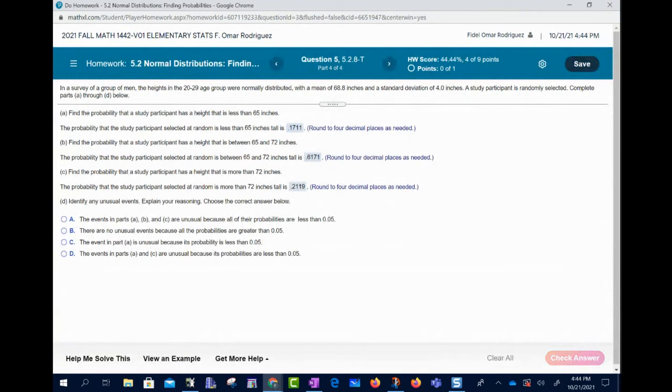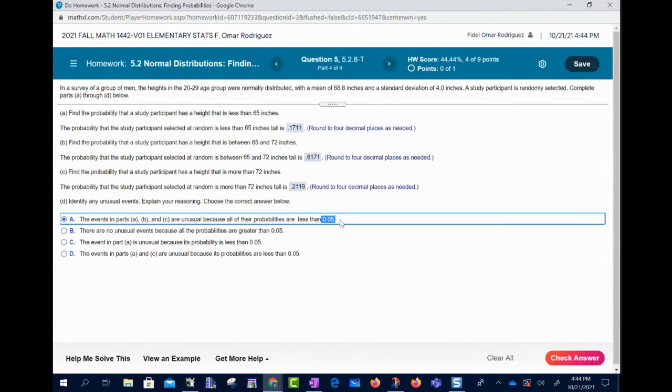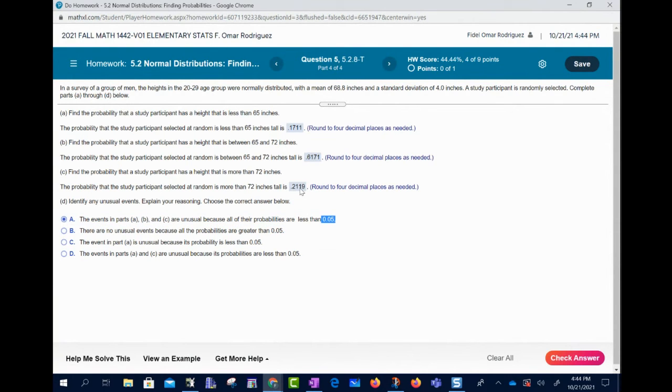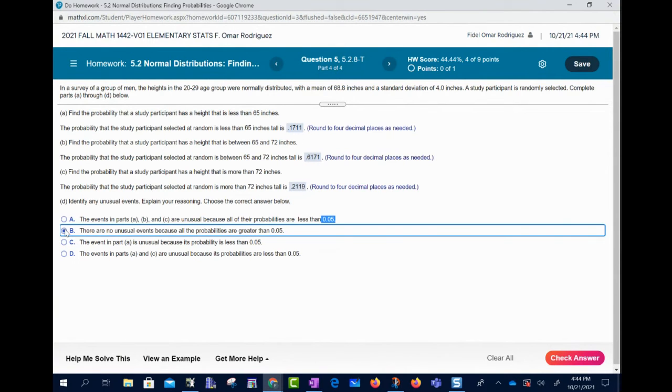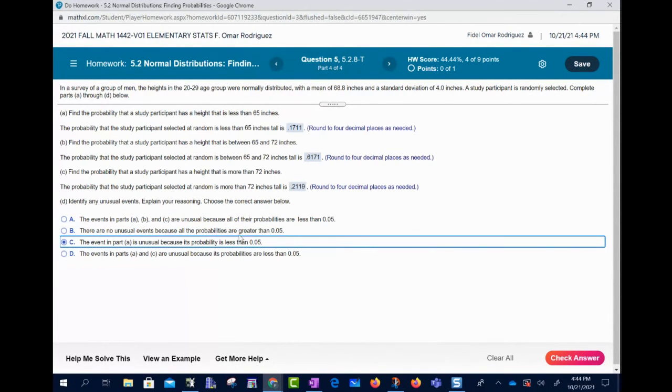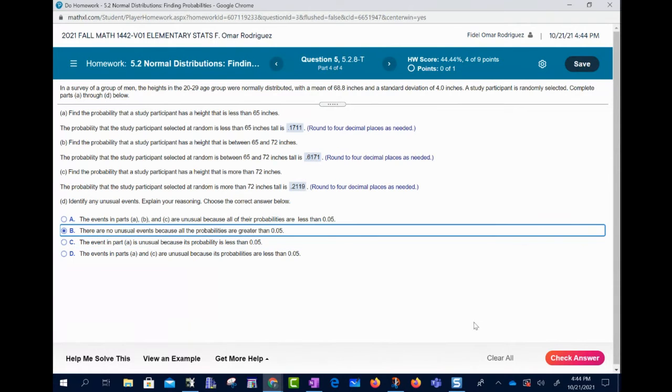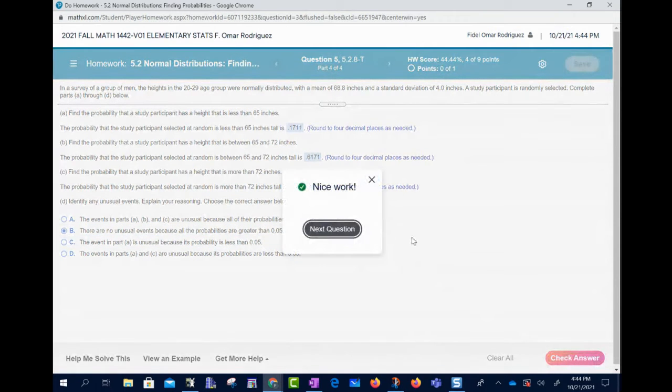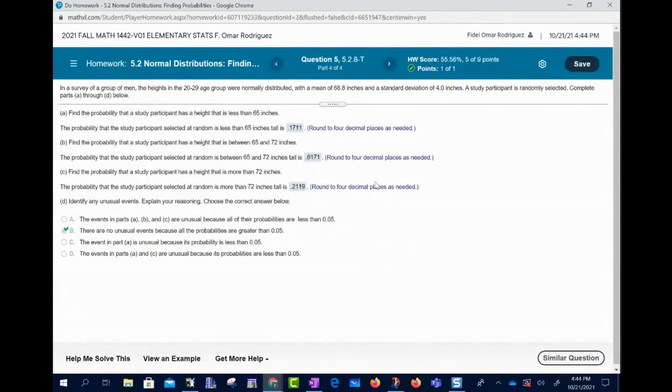Let's see. Okay, so do we have any unusuals? Remember, it's telling me right here that it's going to be unusual anytime the probability is less than 0.05. So that's not smaller than 0.05. Neither is that one, neither is that one. So we don't have any unusual events. So I would say there are no unusual events, but if any of those numbers were smaller than 0.05, then I would have to select that. Okay, so we'll check our answer, and we got it.